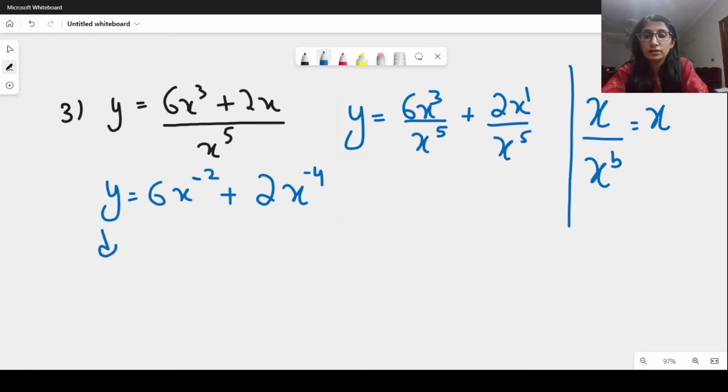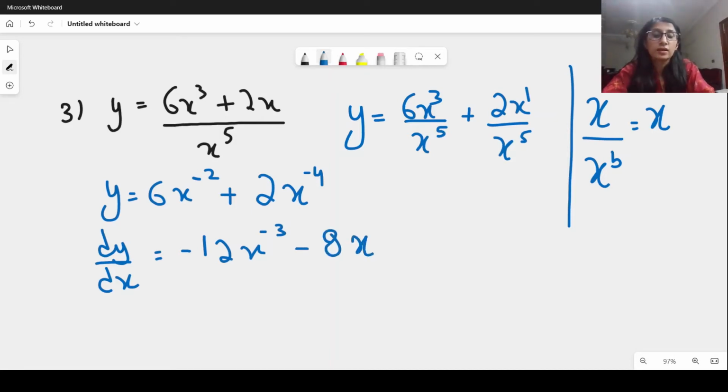Now I'll derivate it. So dy over dx equals 6 and minus 2 get multiplied. So minus 12x. The power gets reduced by 1. So minus 2 minus 1 is minus 3. Then 2 and minus 4 get multiplied. So that's a minus 8x. The power gets reduced by 1, so minus 4 minus 1 is minus 5.